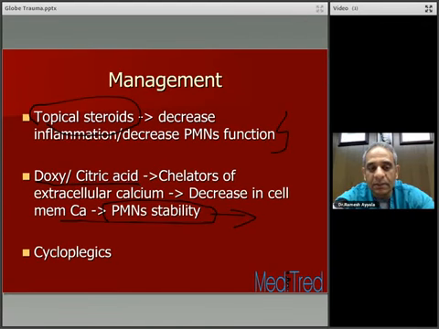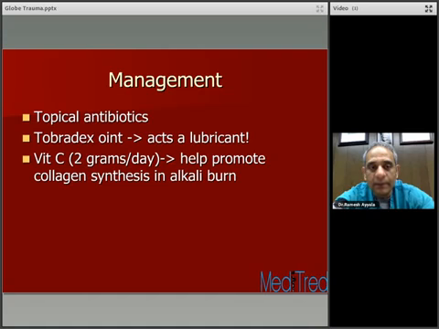Cycloplegic agents, both to decrease the pressure, to decrease the pain, and also to decrease the risk of the pupil developing synechial adhesions should the patient have anterior chamber involvement. Topical antibiotics, of course, to decrease the risk of infection. I tend to use the Tobradex ointment, which acts both as a lubricant and has both a steroid and antibiotic, especially in mild, moderate cases. Vitamin C, 2 grams per day, helps promote collagen synthesis in patients with severe alkali burns, something to be considered.